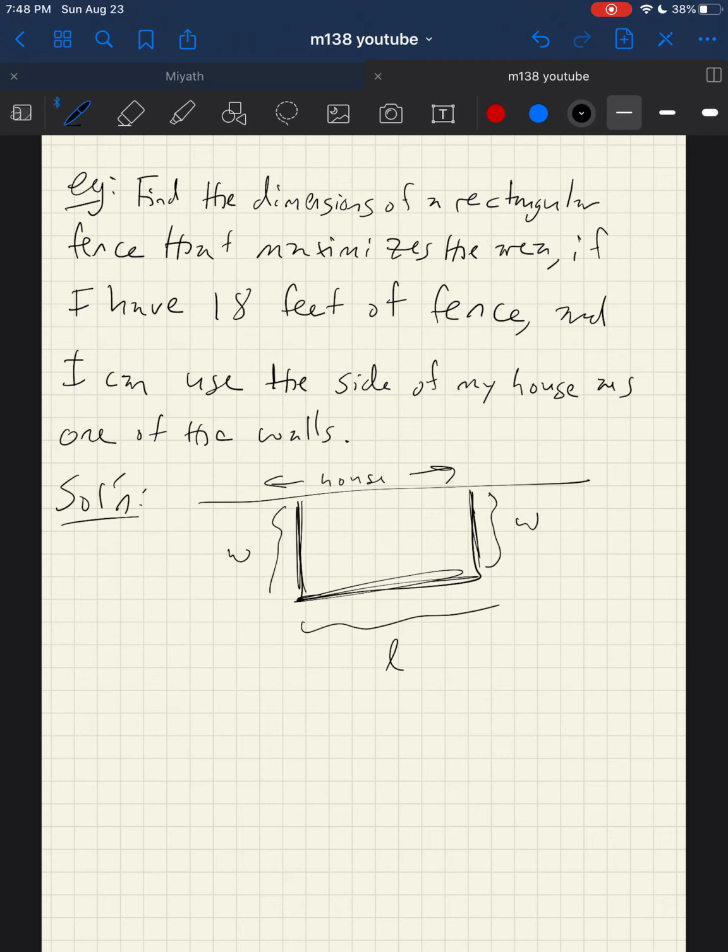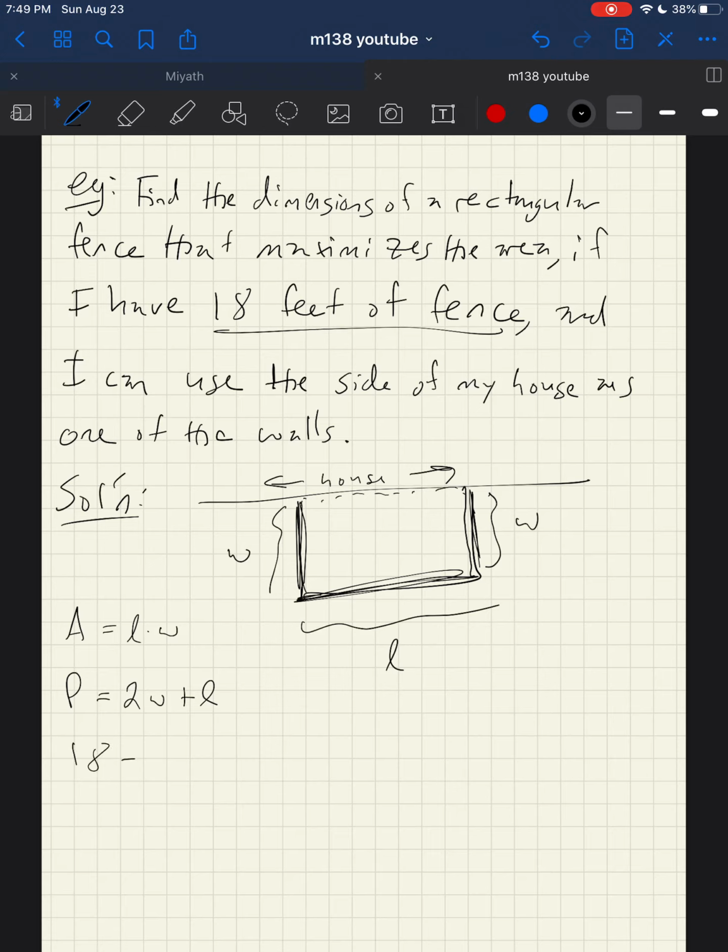So what I'm looking for is the area is going to be the length times the width, and the perimeter is going to be 2W plus L. So the perimeter is going to be the total length of fence here. Now you might say, well, the perimeter of the rectangle is going to be 2L plus 2W, right? The perimeter of the rectangle also involves that, but in this case, we want the perimeter of the length of fence. Now I happen to know that we've got 18 feet of fence.